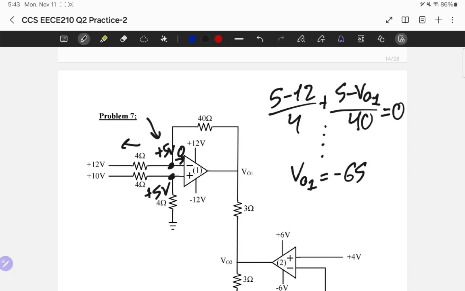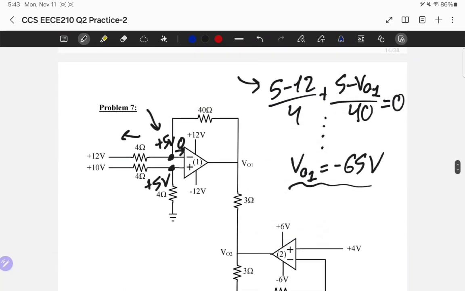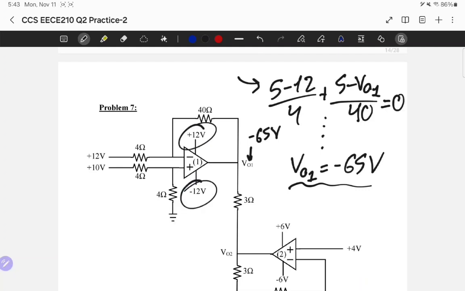Okay, VO1 is minus 65 volts, because this is one equation, one unknown, and if you plug it into the calculator, you're going to find VO1 is equal to minus 65. But remember, the question is about saturation. Which of the following are saturated? So after I find my value in here, which is minus 65 volt, I need to check with the boundaries of my operational amplifier, which is minus 12 and plus 12.